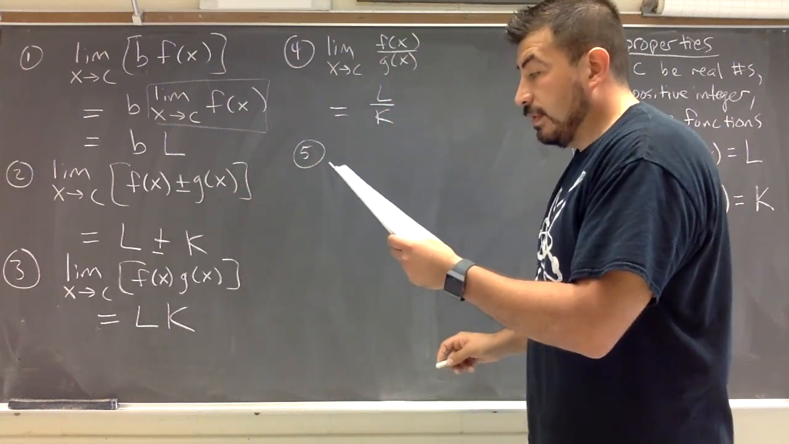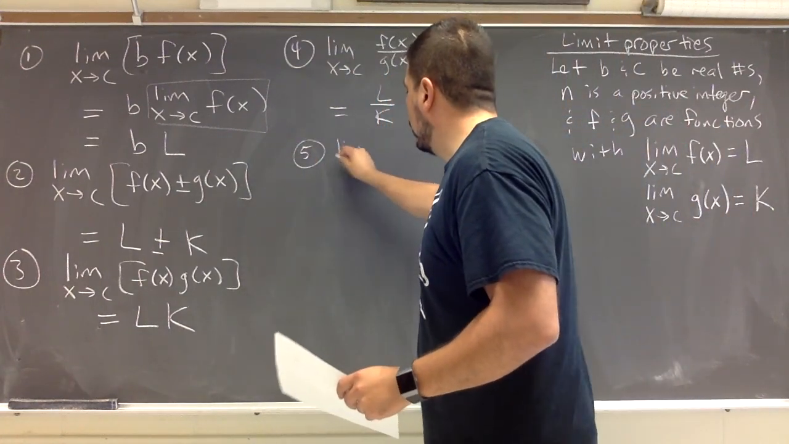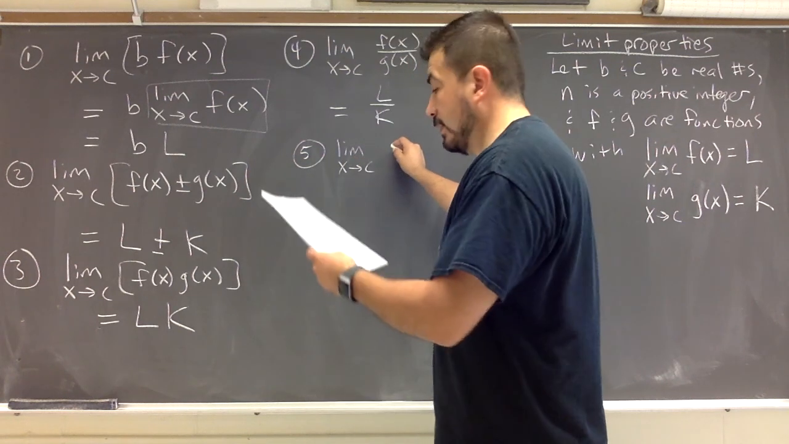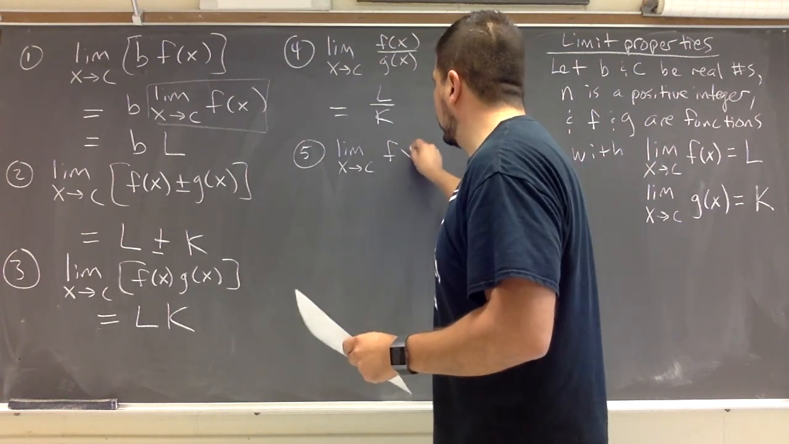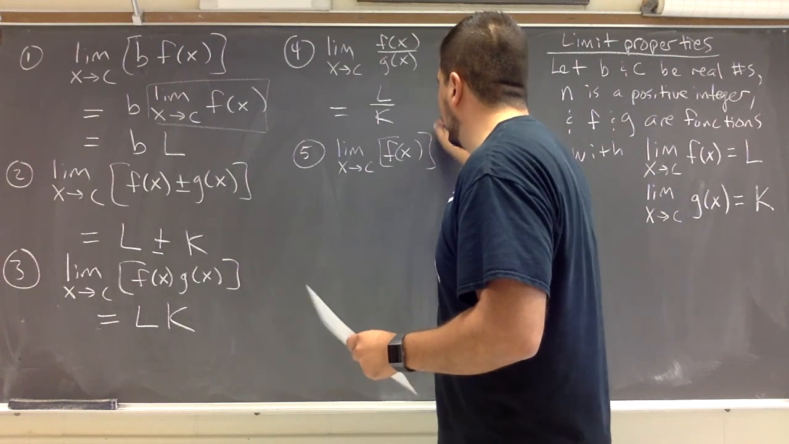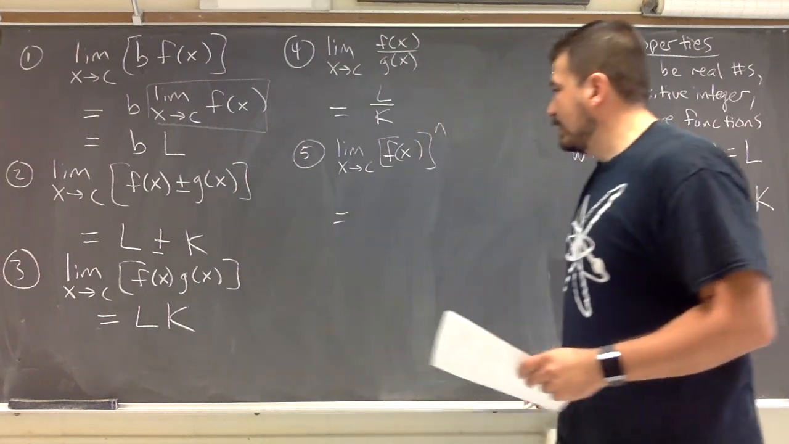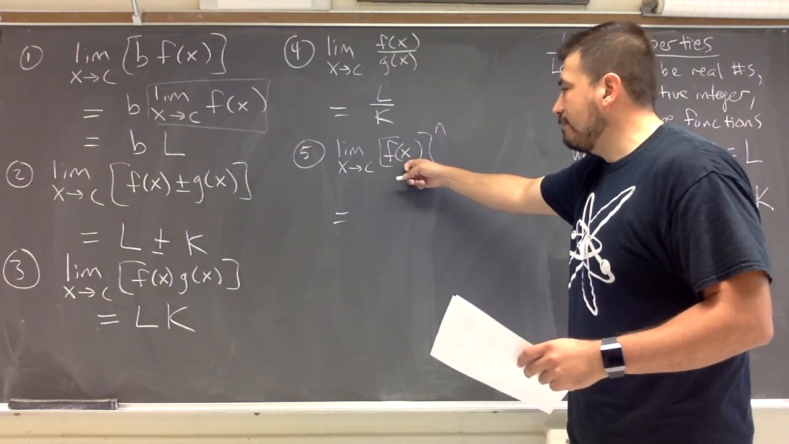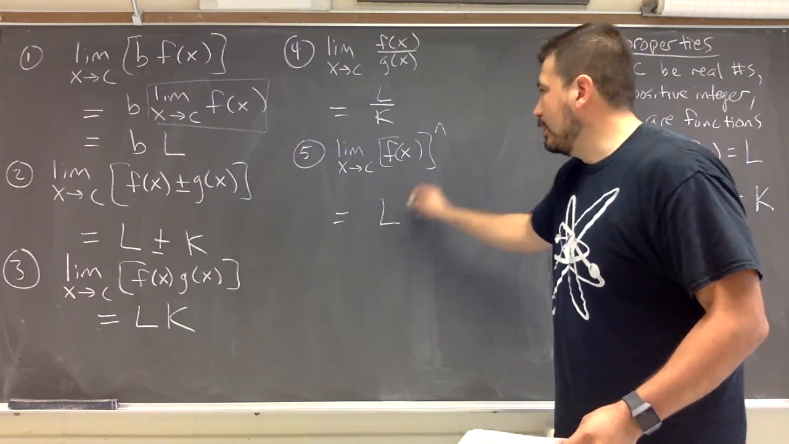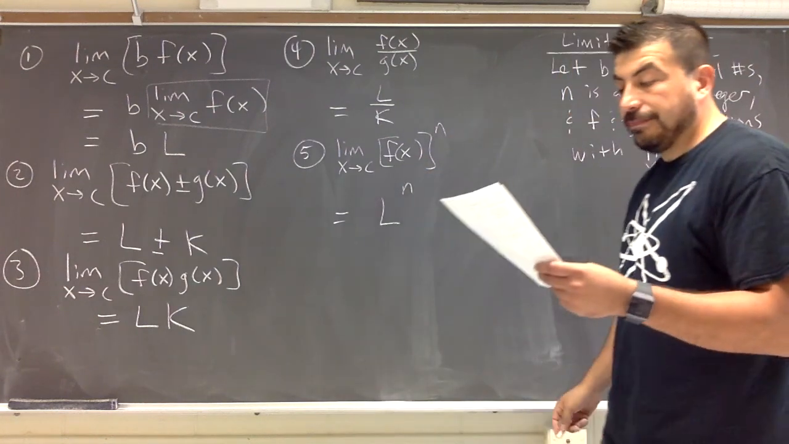And fifth one, if we have the limit as x approaches c for f of x, and let's say that that's raised to a power, you guessed it, if we know the limit for f is equal to L, then we can just raise L to the nth power.